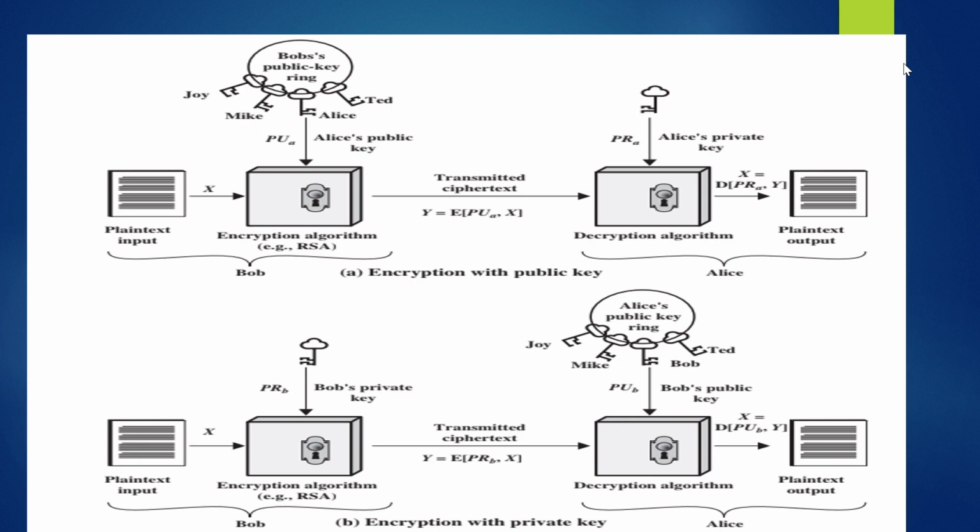This is an example of encryption with the public key and encryption with the private key. First, the plain input text is entered and the encryption algorithm is applied. After the ciphertext is transmitted to the decryption algorithm, the plain text output is provided. The same applies to encryption with the private key.